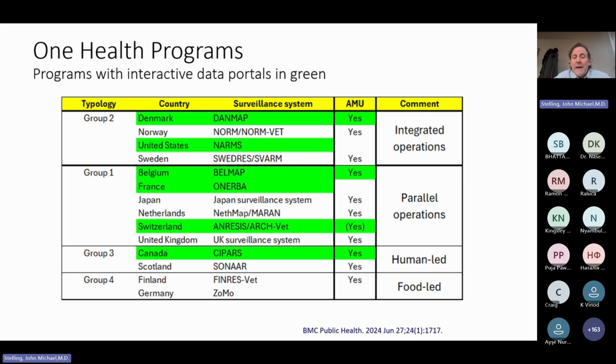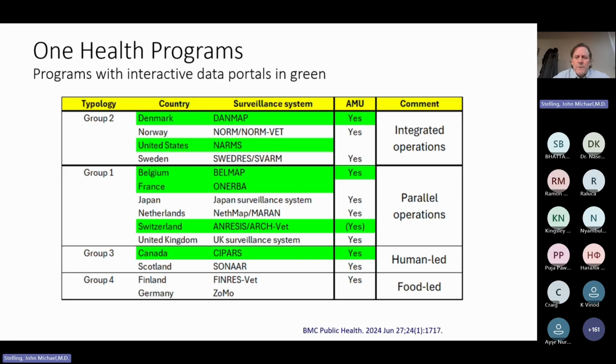And so we have the highest level of integration, a single database. You can go to that database and you have the human, animal, food, maybe antimicrobial use as well, all in the one database. United States is there, NARMS, DANMAP, NORM, Sweden.